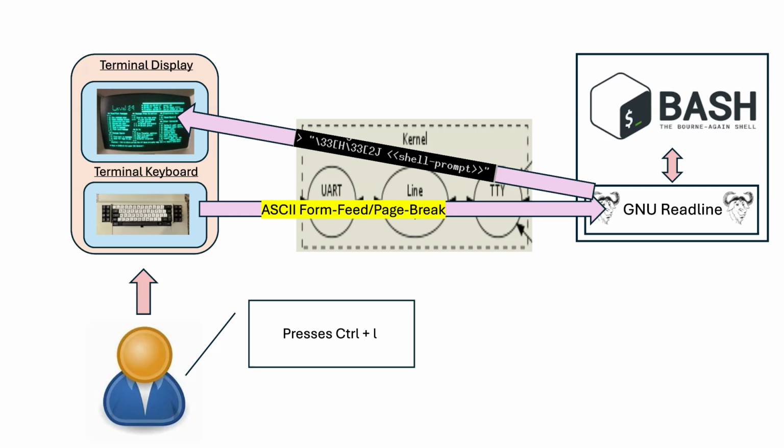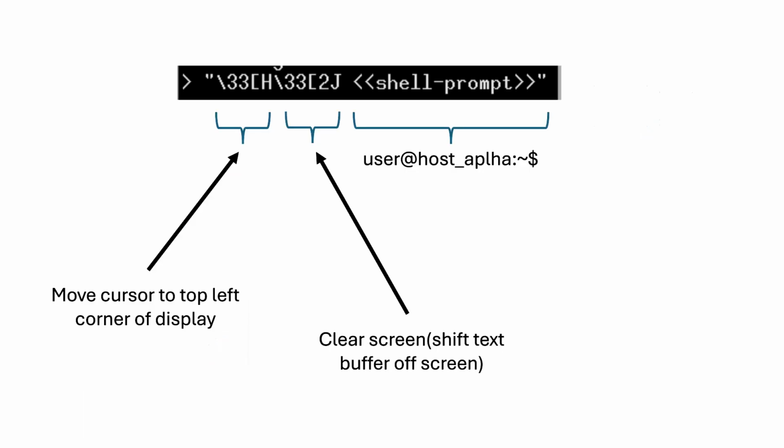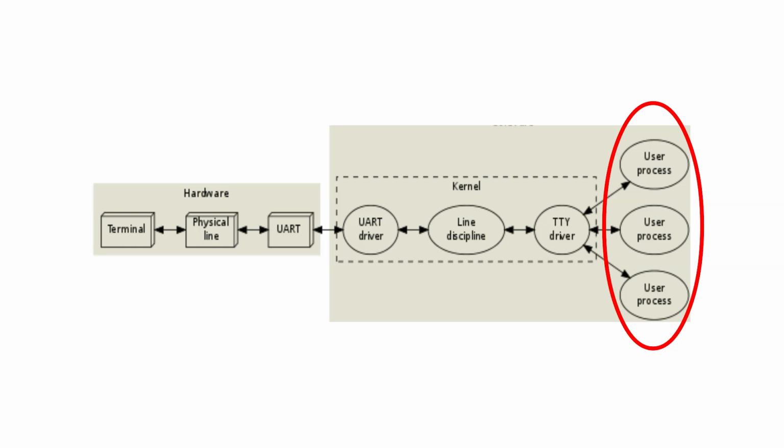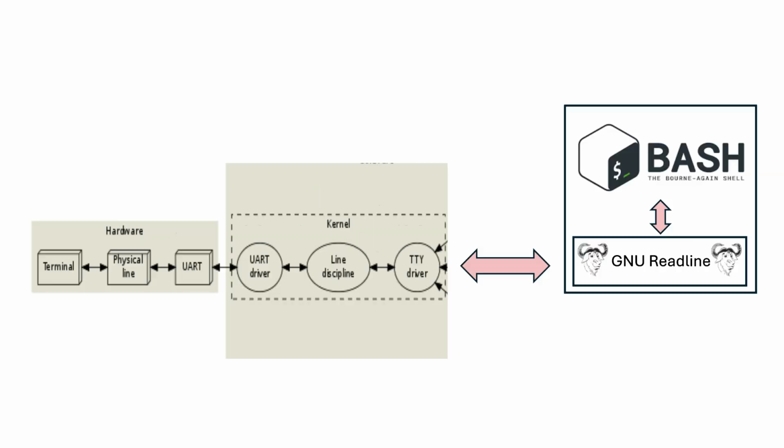Shells typically use text buffer libraries such as GNU Readline to handle terminal interaction with the user. The shell's text buffer would then translate this form feed character into a series of escape sequences to then pass onto the digital terminal display, instructing it to move its cursor to the home position, move its text buffer past the screen, and finally print a fresh shell prompt. As you can see, this simulated form feed pagination behavior really depends on whatever user space program is processing your terminal input. In this case, GNU Readline is handling it.